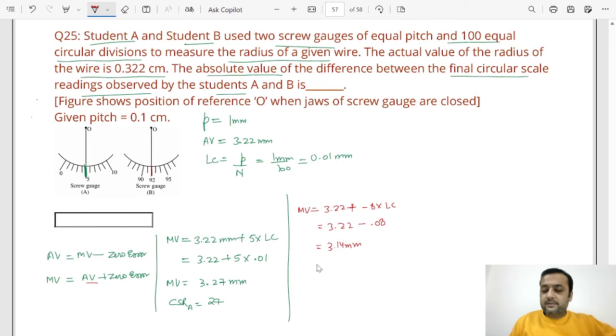Now to get this kind of reading, 3 must have been the main scale reading and 14 must have been the circular scale reading. Circular scale reading for this must be 14. So that means the difference will be 27 minus 14, that means 13. So the answer, the difference between these, will be 13.